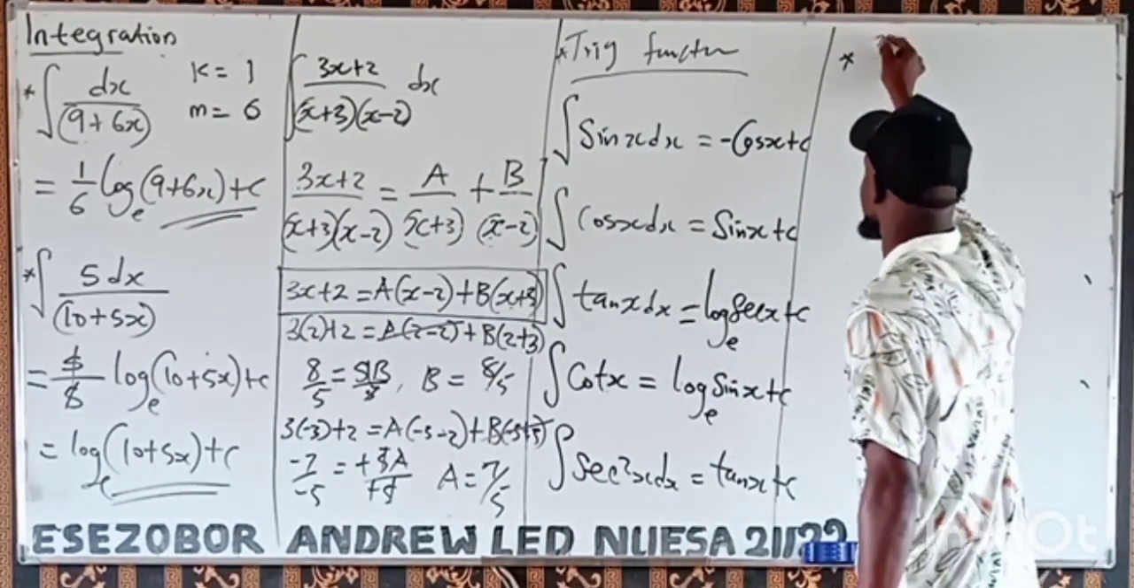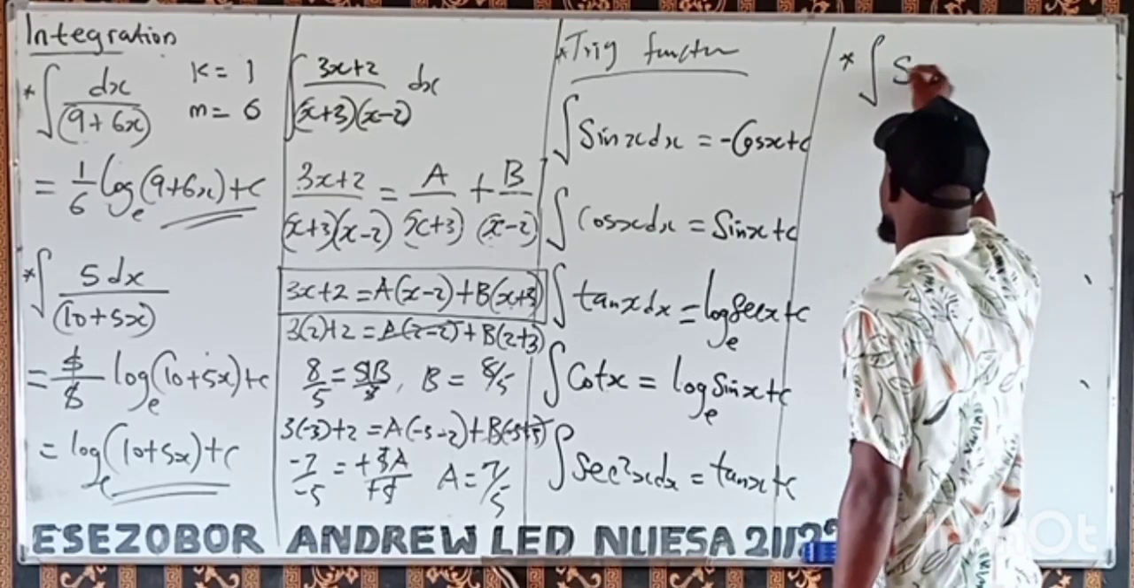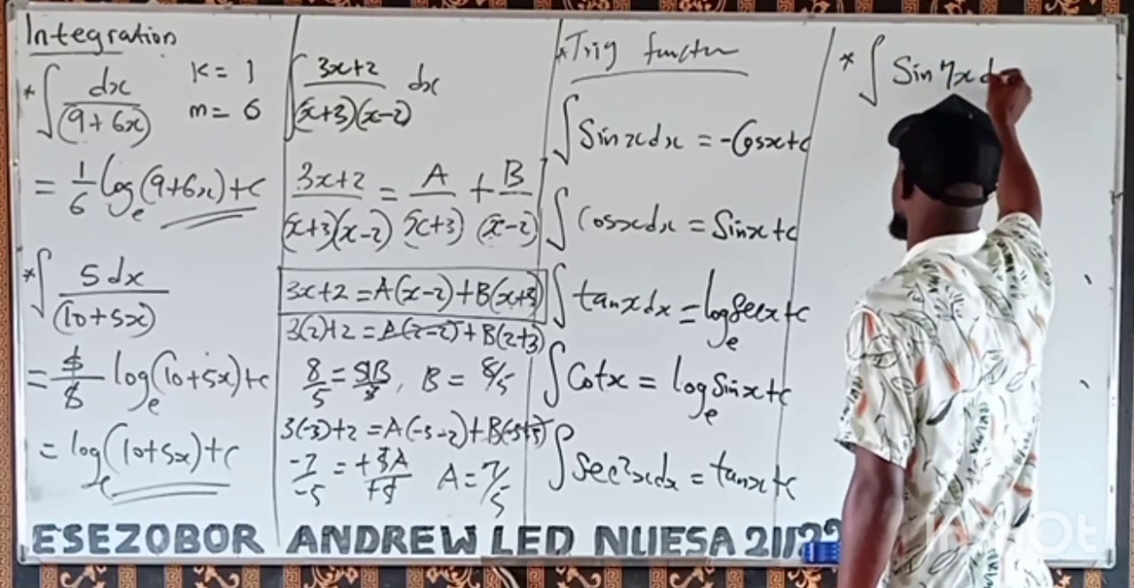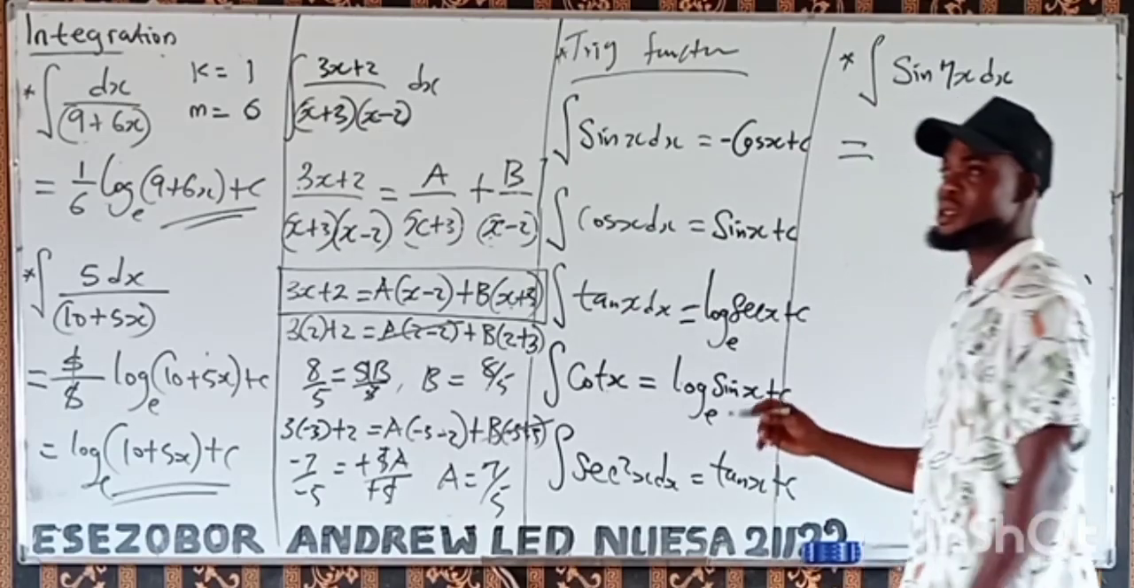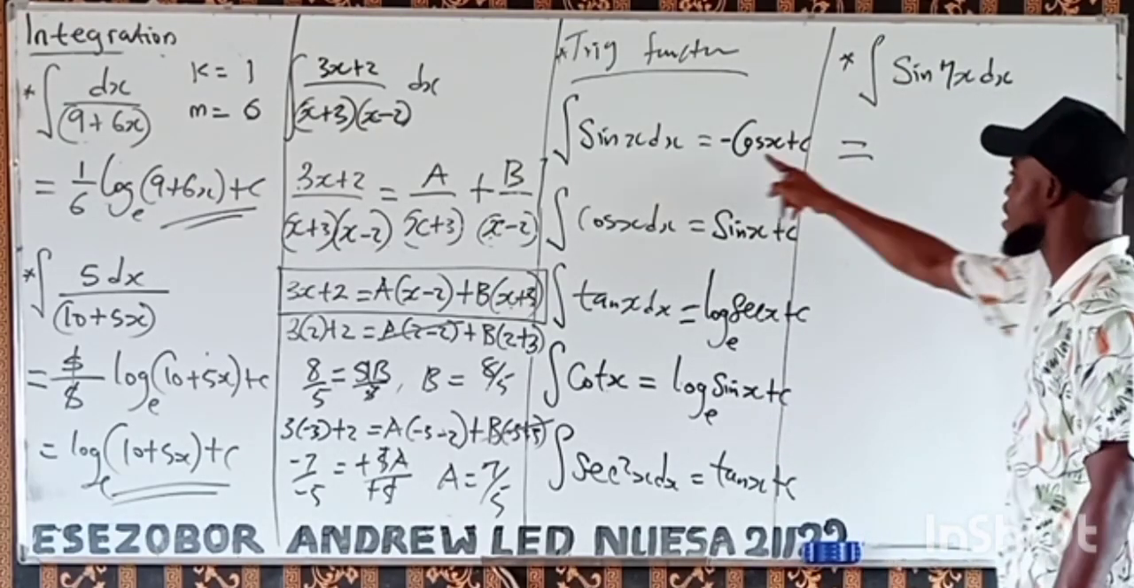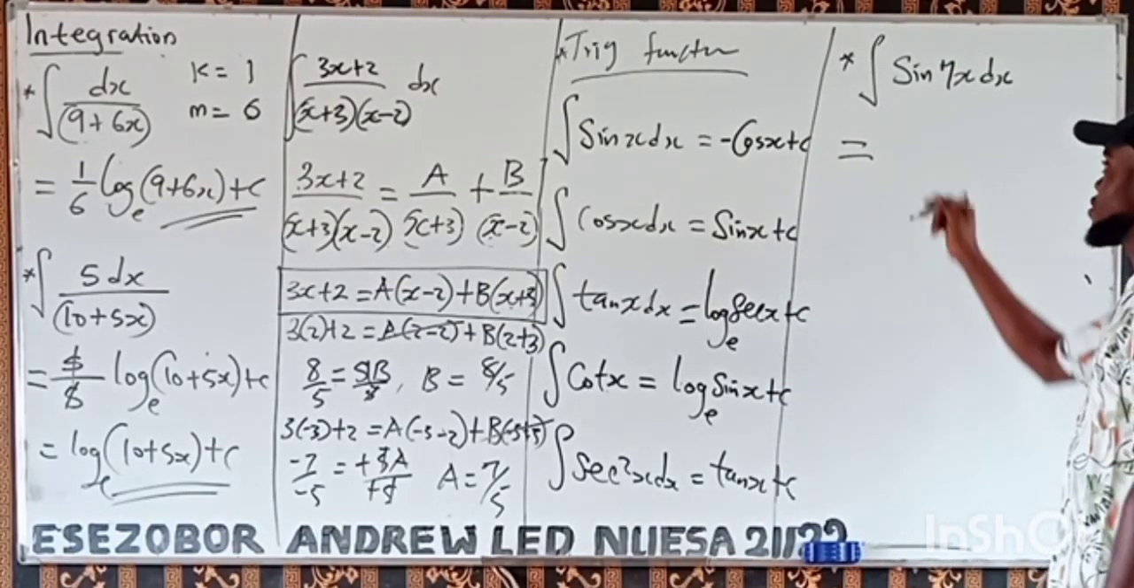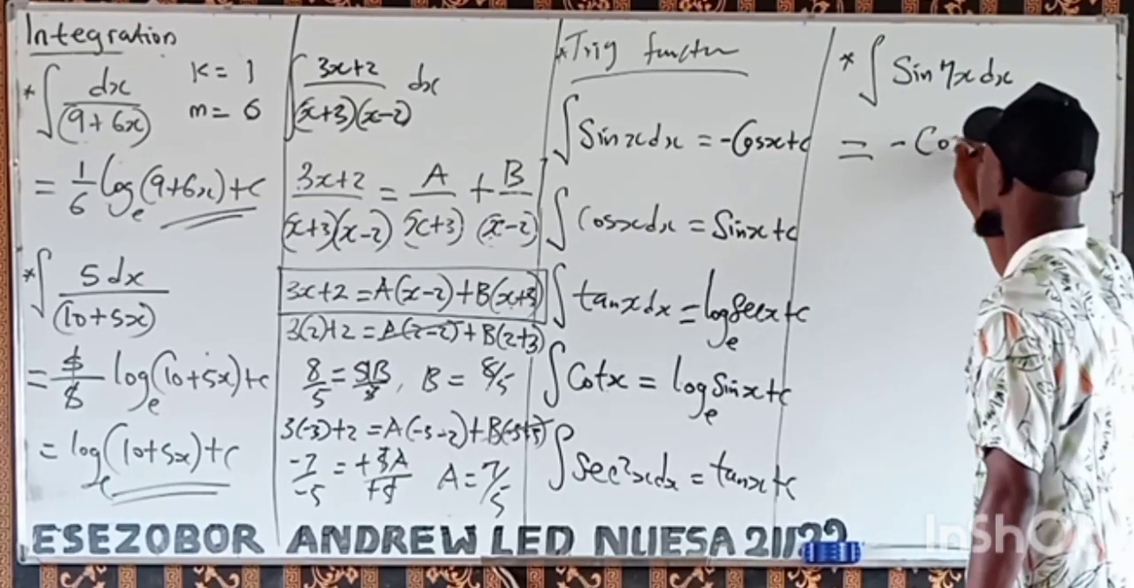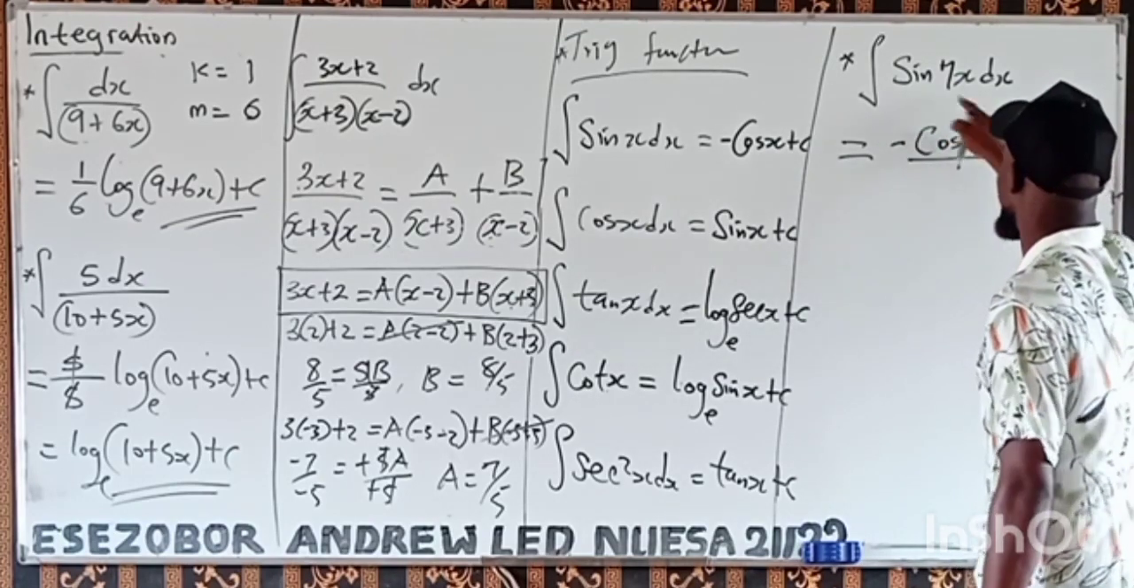So let's say I want to do the integral of sin 7x dx. What will the answer be? Remember, if I integrate sin x, I'm going to have minus cos x. So if you do this, I'm going to have minus cos 7x over, differentiate this, 7.